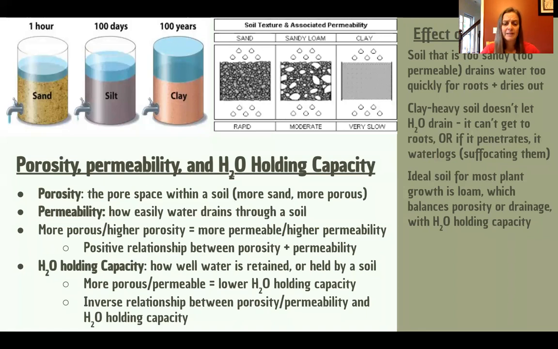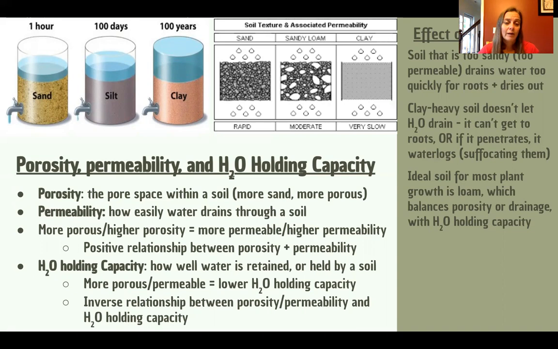Now, water holding capacity is how well water is retained or held by a soil. Soil that is more permeable does not hold water well. So there's an inverse relationship between permeability and water holding capacity. So when it comes to fertility, we want a perfect balance because soil that is too permeable is going to drain water too quickly. It's not going to allow time for those plants to pull water out of the soil, and so it's going to dry out.